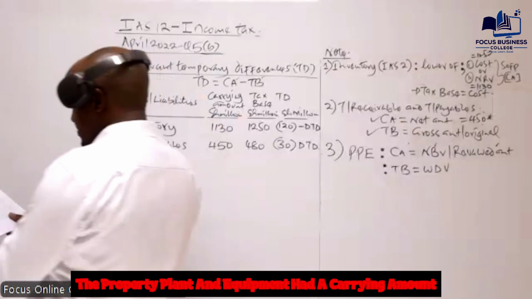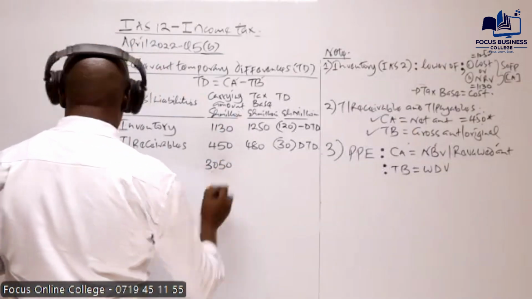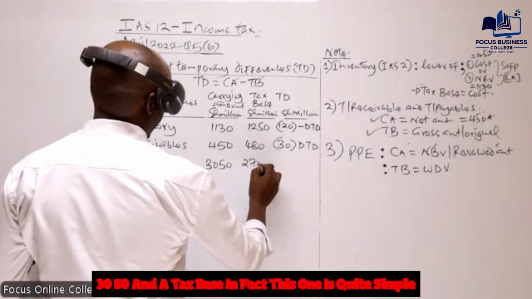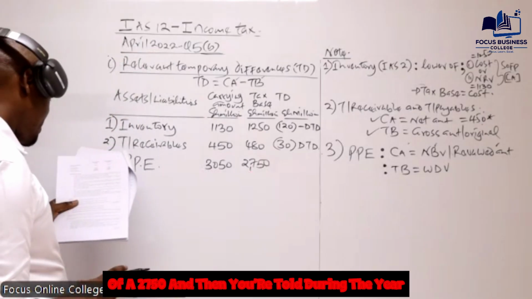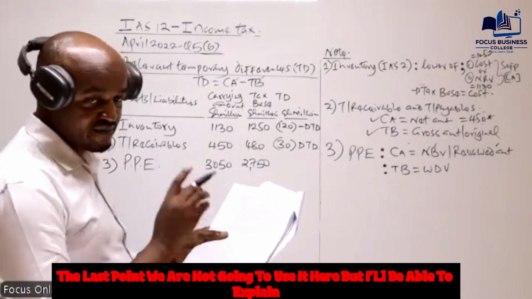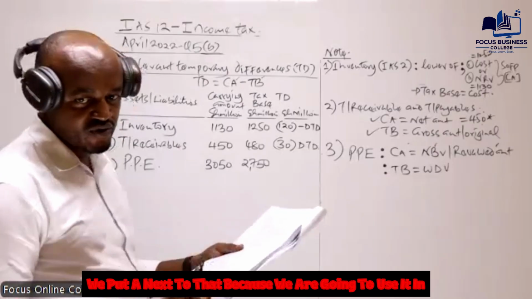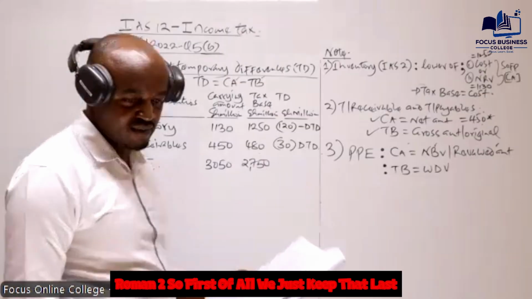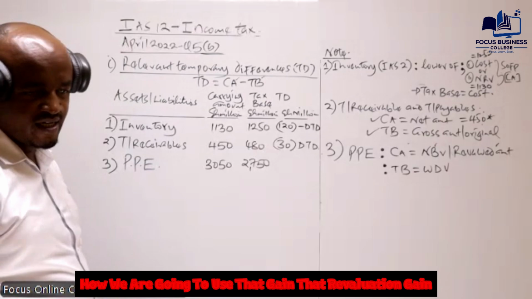So we are told the property, plant, and equipment had a carrying amount. We have the carrying amount, 3050, and the tax base, in fact this one is quite simple, 2750. And then you're told, during the year, I'll be able to explain the last point. We are not going to use it here, but first of all we put an X to that because we are going to use it in answering Roman 2. So we will keep that last paragraph, but I'll explain how we are going to use that gain, that revaluation gain.